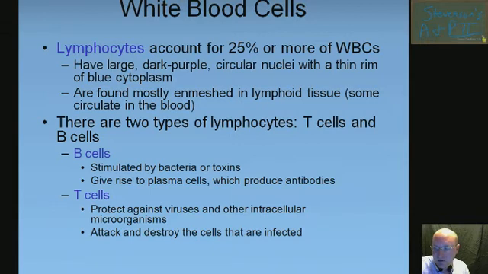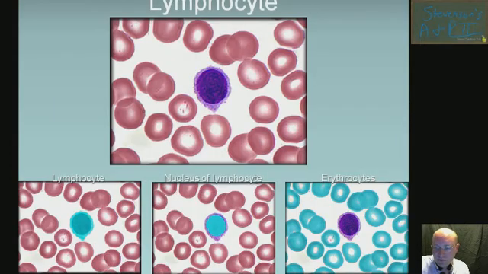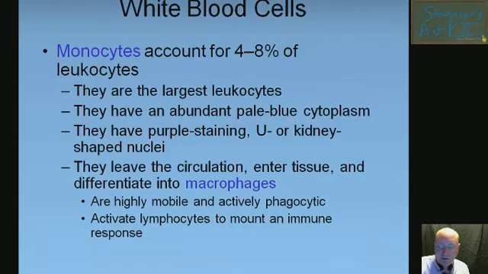There are 2 different types of the lymphocytes, the T cells and the B cells. The B lymphocytes are stimulated by bacteria or toxins and give rise to plasma cells which produce antibodies. The T cells protect against viruses and other intracellular microorganisms. They attack and destroy cells that are infected, and the killer cells. Okay, the lymphocytes right here, we see the lymphocyte in the middle. They're agranulocytes. Erythrocytes surround it. The nucleus takes up most of the cell of a lymphocyte.